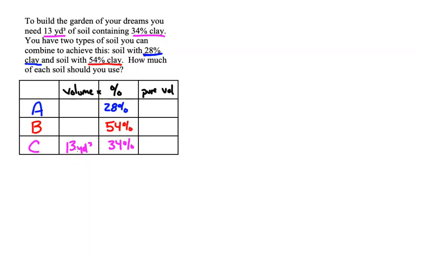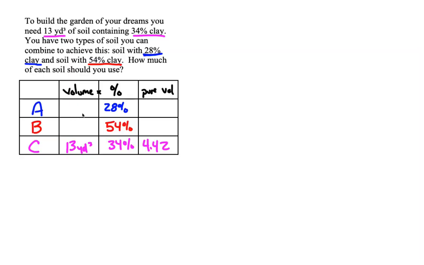Now, what can I do? First of all, I want to figure out how much actual clay I want in that 34% clay. If I take 13 yards of soil and multiply it by 34%, that's the same thing as having 4.42 yards of clay. Of that 13 yards of soil, 4.42 or 34% of it is clay. Now I want to find out how much of soil A I want. And the answer is, I don't know.